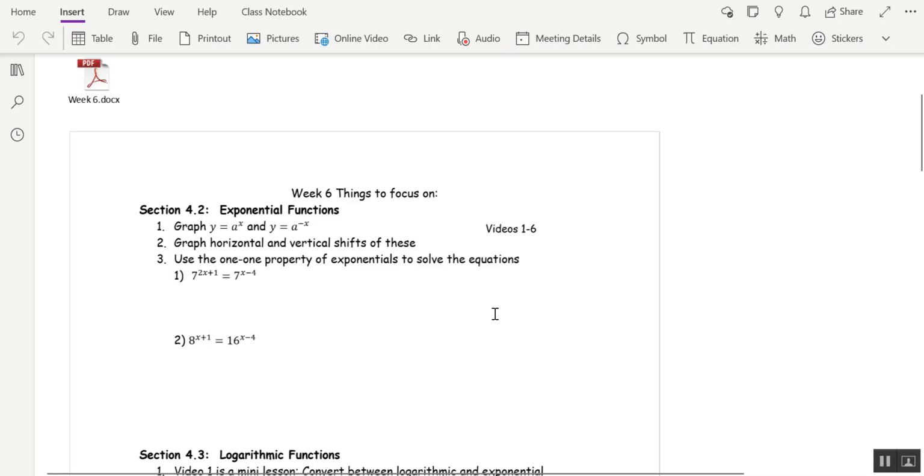Welcome to week 6. This week is all about exponentials and logs. It's going to be a little tough. So let's start out with section 4.2, exponential functions.